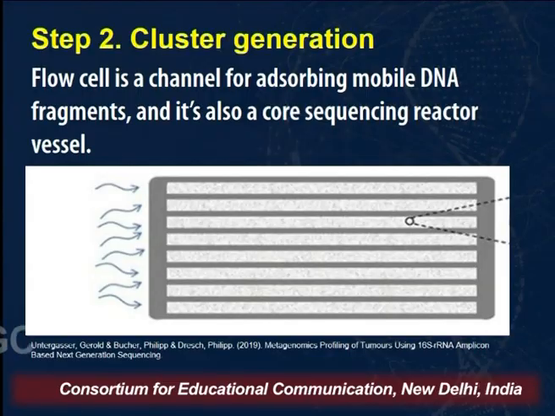Now, coming in detail about the cluster generation, the single fragments that have been generated are loaded onto what is called a flow cell. Now, the flow cell is a channel for absorbing these mobile DNA fragments, and it is also called the sequencing vessel. You can see how the flow cell looks like. It has these channels where the DNA is loaded.